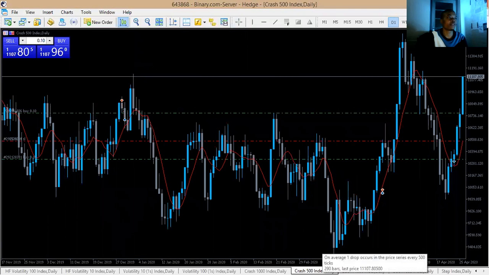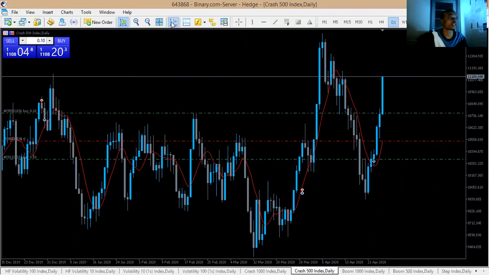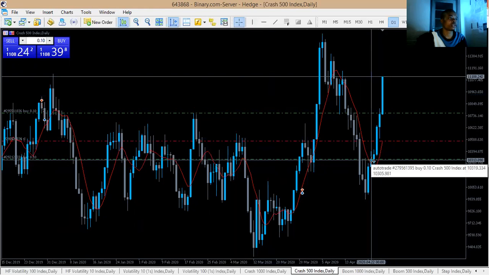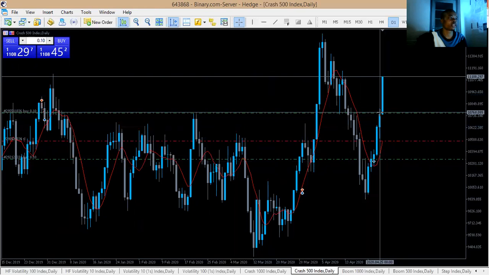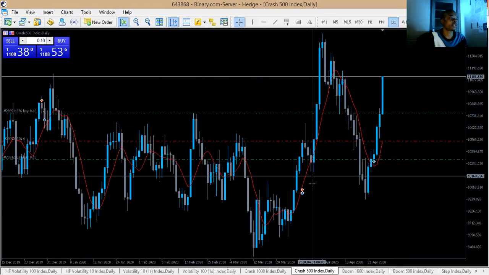Then Crash 500, it's moving so nice. You see here, it's moving very, very nice. I've got two trades. This one, I took it on the 22nd, and the other one, I took it yesterday. Shooting to the moon. Then we move on to the next one.